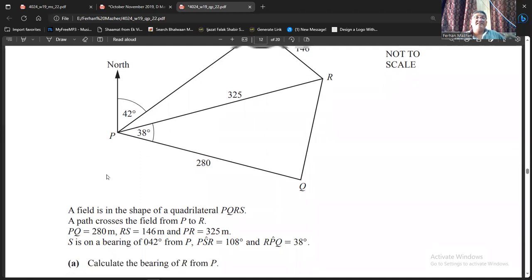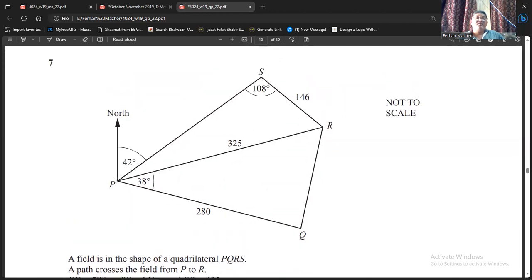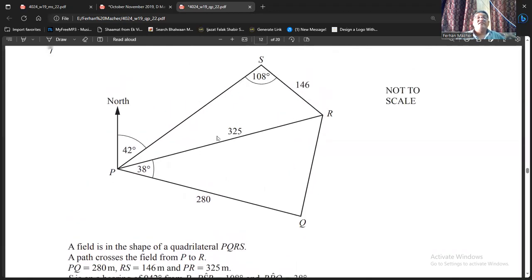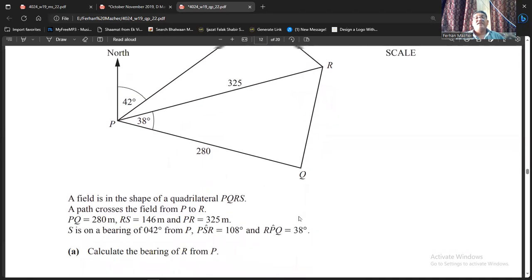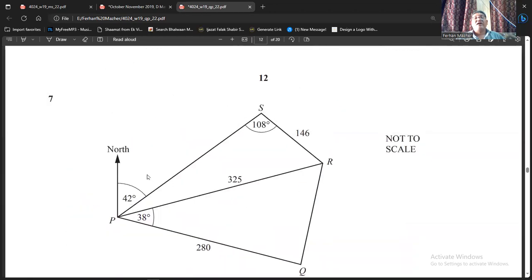S is on a bearing of 042. They're talking about this line. S is on the bearing of 42 from the P, and the PSR is 108. This angle is 108, and the RPQ is 38. This angle is 38. Calculate the bearing of the R from the P. First of all, I need to find out this angle.